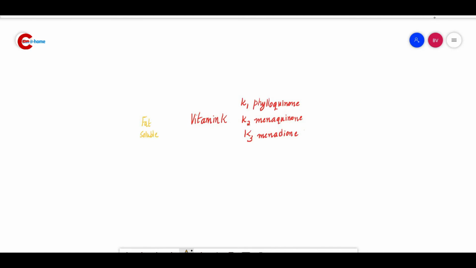Vitamin K is a fat soluble vitamin, but Menadione, that is K3, is water soluble. So this is very important. Vitamin K is fat soluble, but the synthetic variety Menadione is water soluble. And vitamin K are naphthoquinone derivatives with long isoprenoid chain.